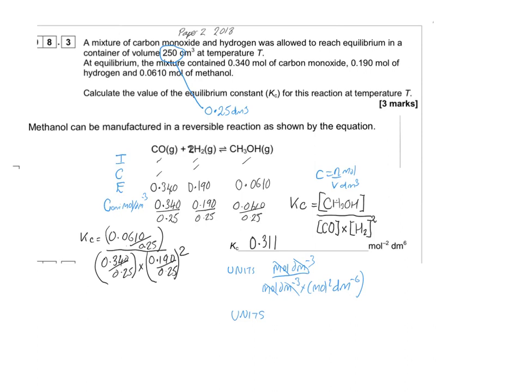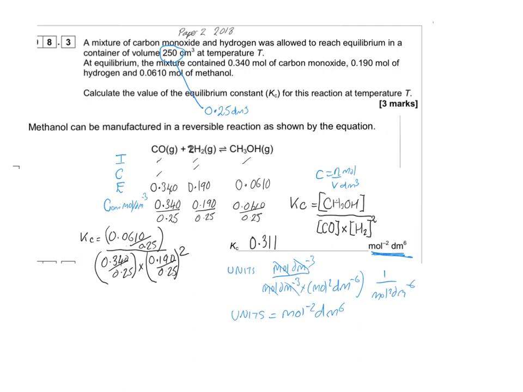Even though we weren't asked to calculate the units in this question because the units were given to us, let's just go through it. So on the top we have moles per dm cubed divided by moles per dm cubed. However, this is moles squared dm to the minus 6. And remember, when you bring those to the top, that is 1 over moles squared dm to the minus 6 becomes moles to the minus 2 dm to the plus 6.